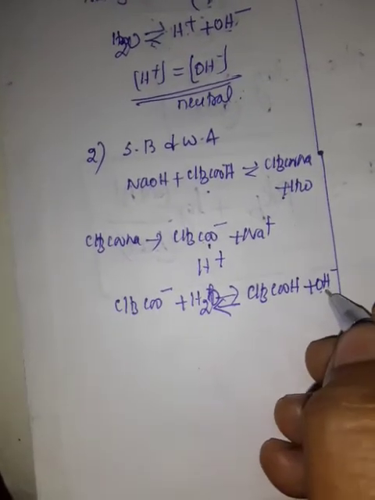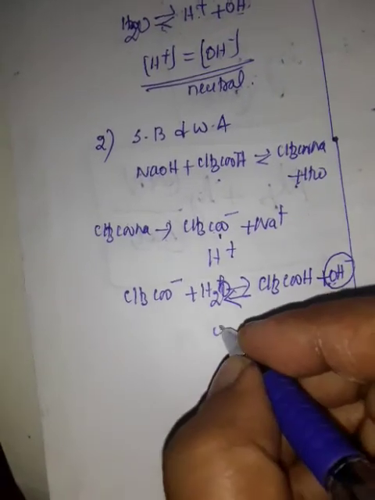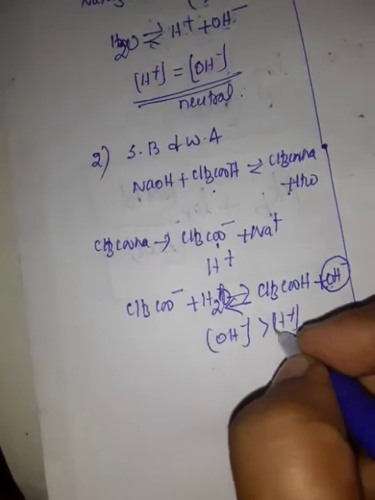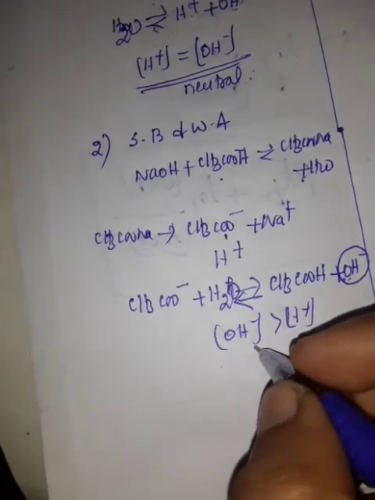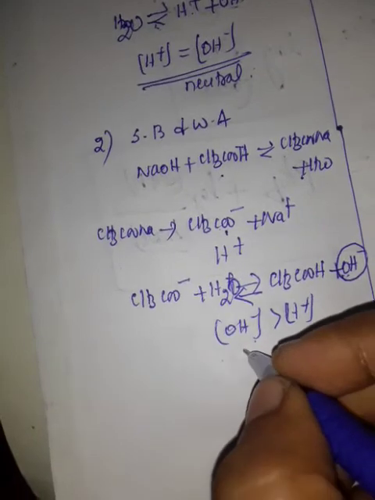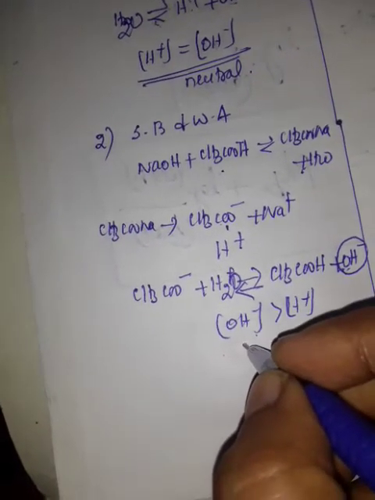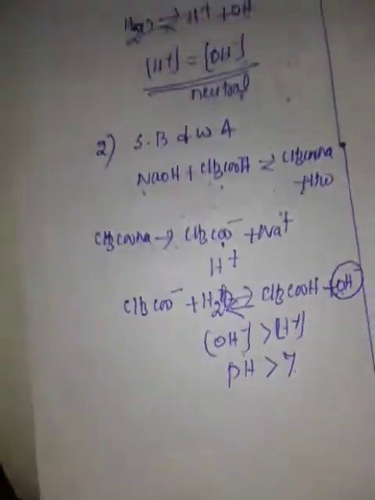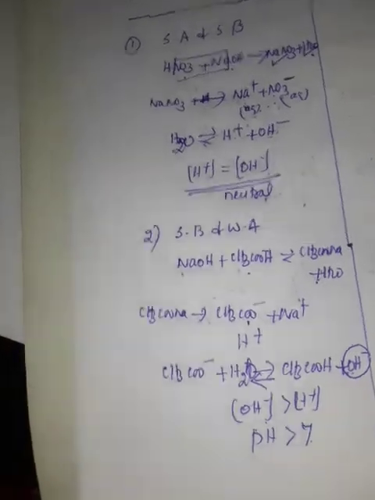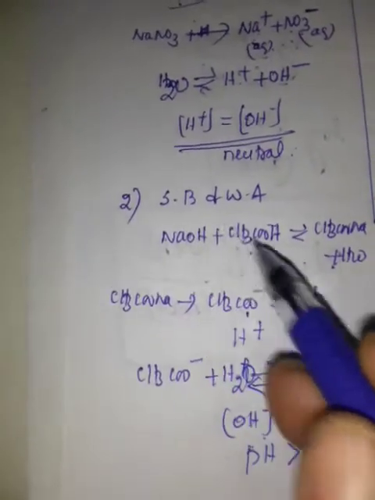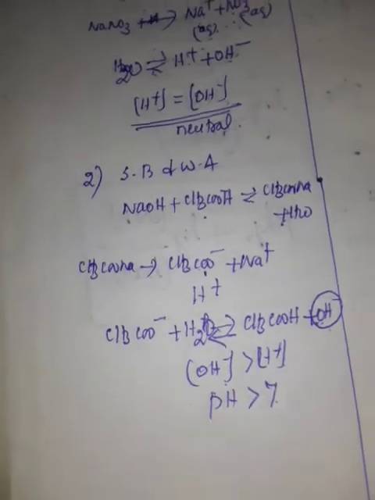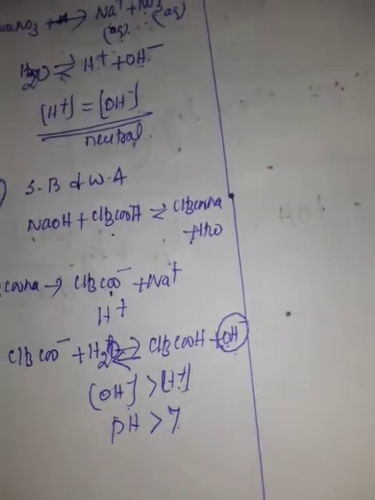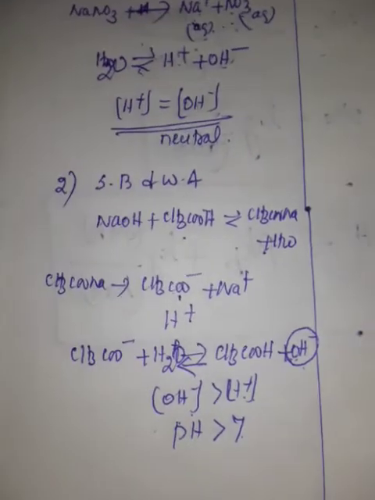So here OH- concentration is greater than H+ concentration. In these cases the solution is basic and the pH is greater than 7. Since it is a strong base and a weak acid, OH- is greater than H+, so it is a basic solution having pH greater than 7.